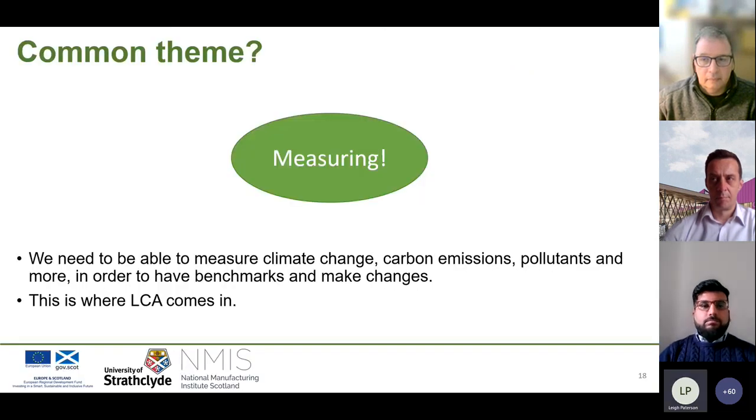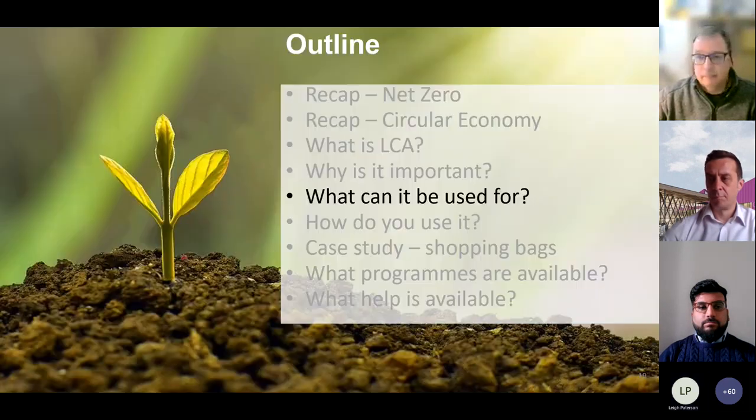Next slide, please. So the common theme across all of these is, of course, as I mentioned, the measuring. We need to be able to measure your climate change, carbon emissions, pollutants, and so on in order to really account for those changes. And this is where LCA comes in. LCA is a very effective way of measuring, and so this is why it's quite important to get our heads around it. Next slide, please. And I believe I'm passing it back to you.